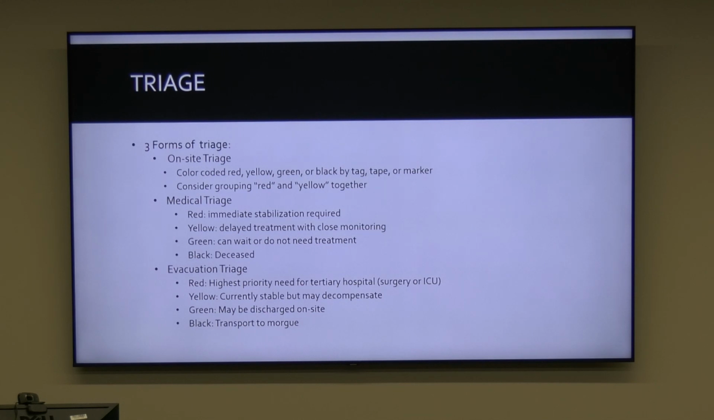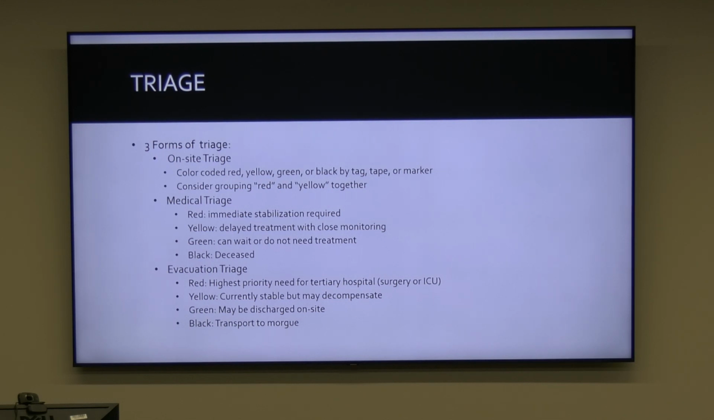So they are color-coded red, yellow, green, and black by tag, tape, or marker. In a disaster situation, you just need to find some way of identifying a patient. Like I mentioned, it could be tags, colored tape, or colored markers, some way of quickly assessing a patient and making sure that they are tagged so that someone else knows the assessment is done and where they should go.